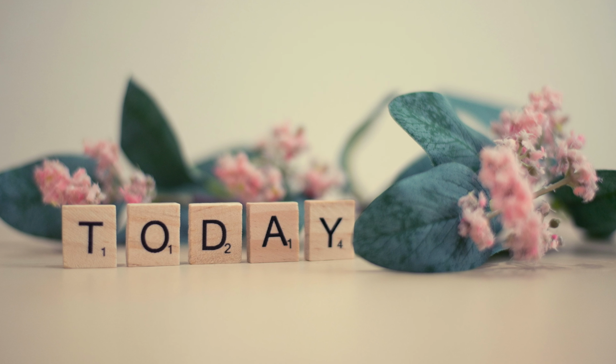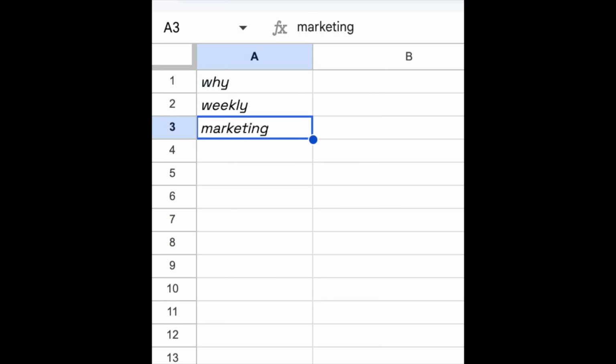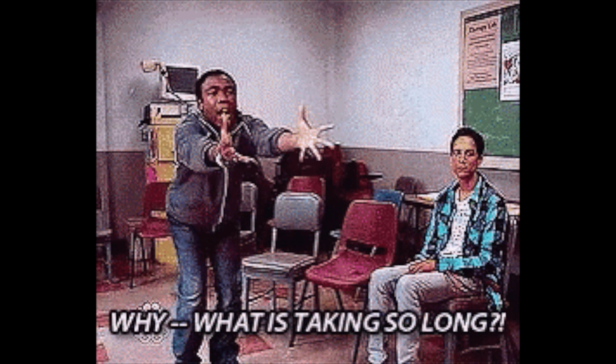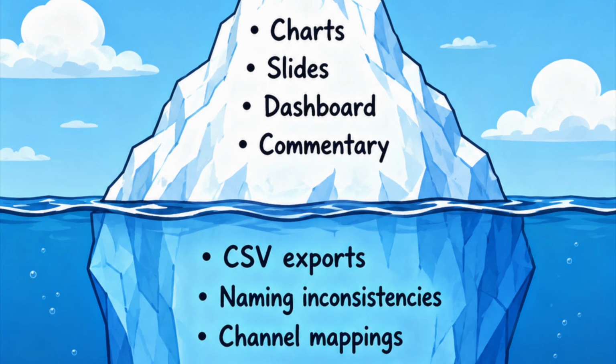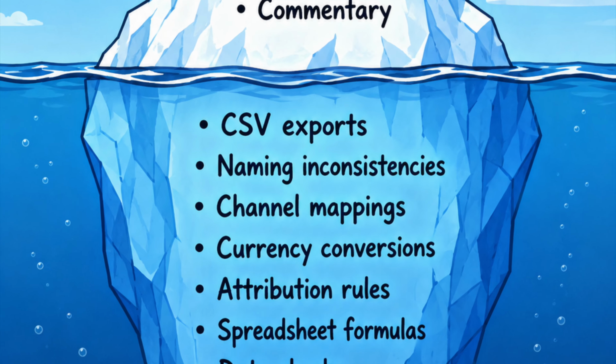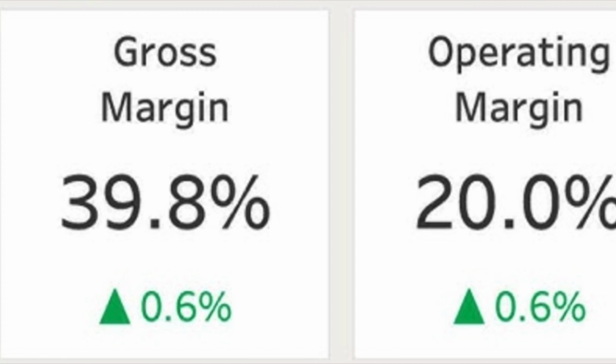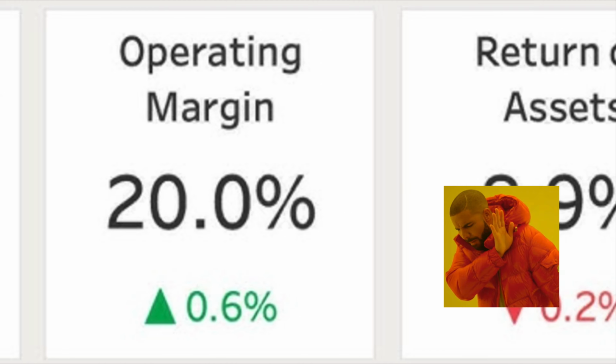If this is what you call business as usual, then you're in for a treat, because today we're going to look at why weekly marketing reporting takes so long, which parts can actually be automated, and why buying another SaaS tool isn't the answer. When people talk about automating reporting, they usually focus on the visible part, the charts, the dashboard, the slide with the green arrow that tells management everything is definitely under control.